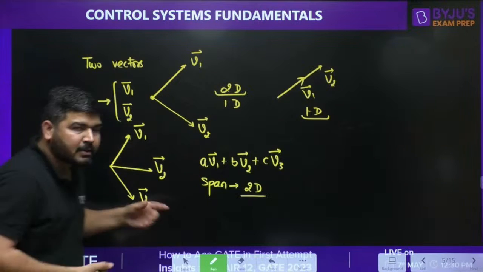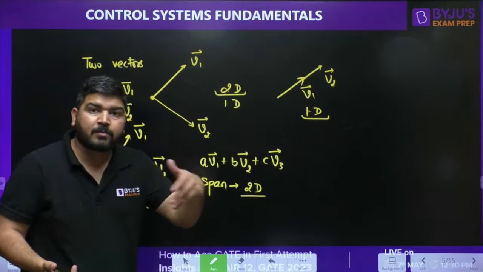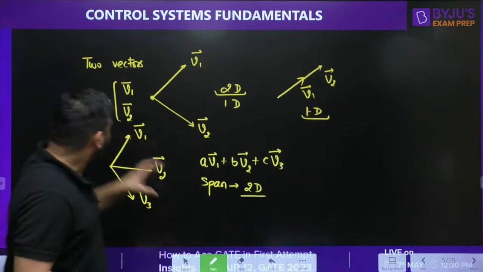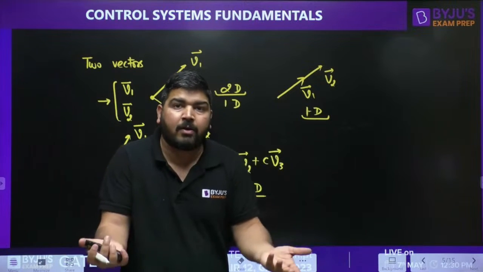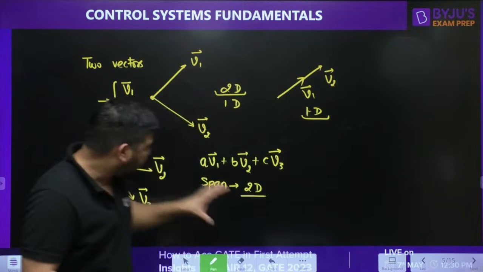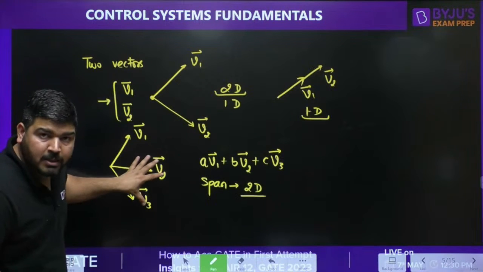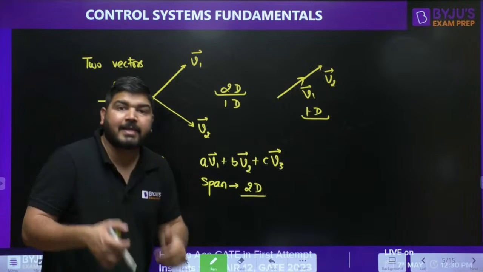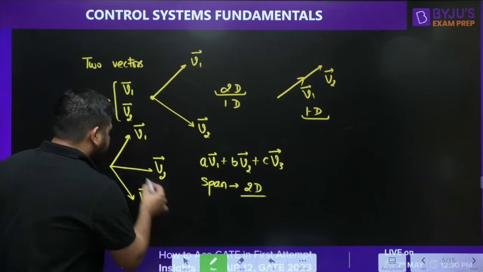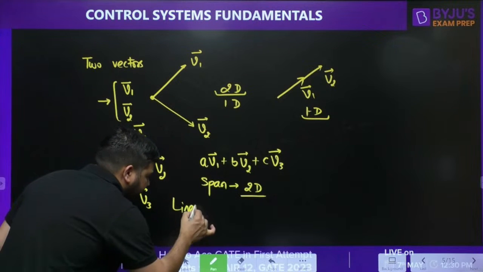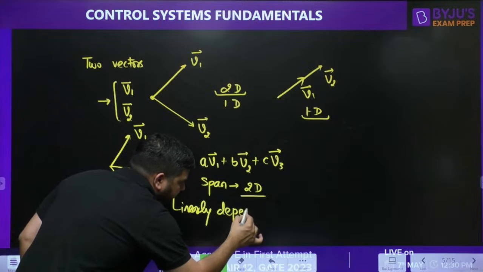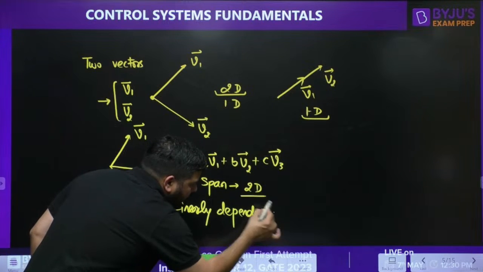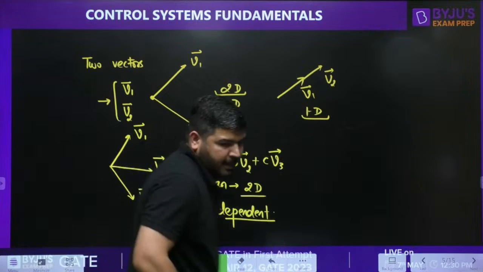But the number of vectors is 3. 3 is more than 2. It means the maximum possible span they could have is 3. But in this particular situation, the actual span is 2D. It's less than 3. So you can say that they are linearly dependent.